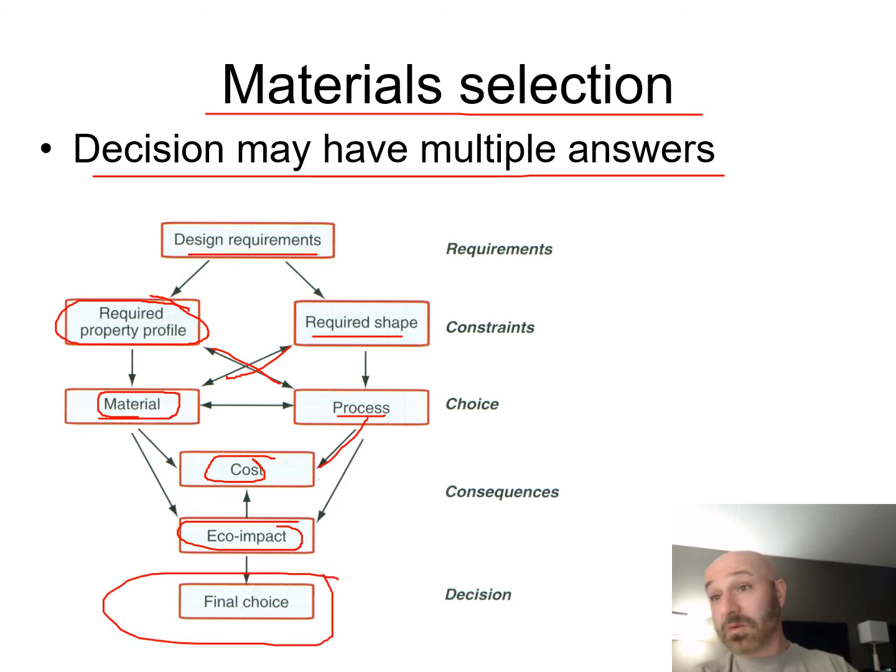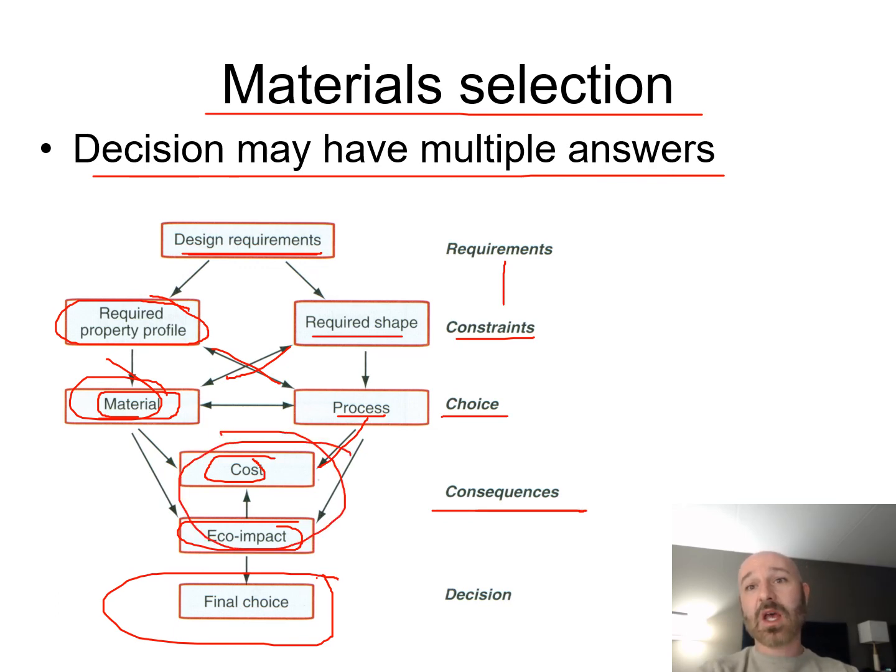And even then, like we saw before, once you do your testing and analysis and life cycle testing and all that, maybe that's not great. You need to go back up and try a different material and double check everything. Does it meet your design requirements? You're going through what are your requirements, what are the constraints, then your choice, then what are the consequences from that choice, your impacts and costs, and then your decision.